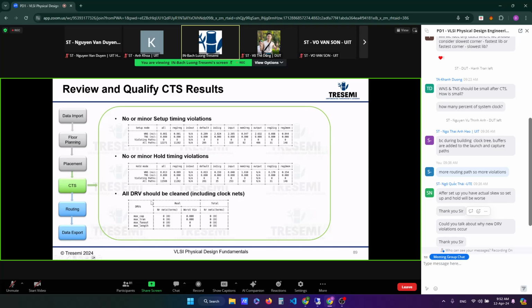Okay, and all DRV should be clean at this point, because remember in placement you have the clock trees. That was the exception because the clock tree has not been synthesized, hasn't been built. So here we already built the clock trees, so your DRV should be clean. You can notice here everything is clean, whereas before we had some violations due to the clock nets. But here it should be clean.